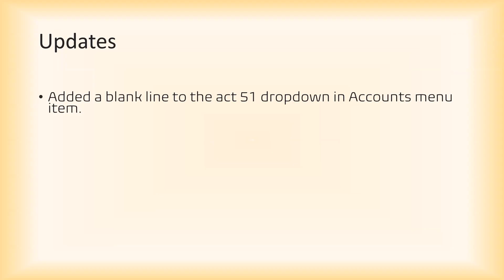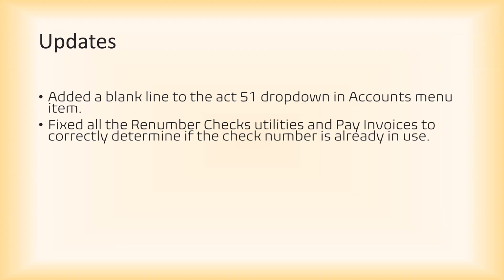In the Act 51 drop-down and accounts menu item, we added a blank one so you can actually clear out. We realized we didn't have a blank one, so now you can actually clear out the Act 51 line. So we fixed all the renumber checks utilities and pay invoices.